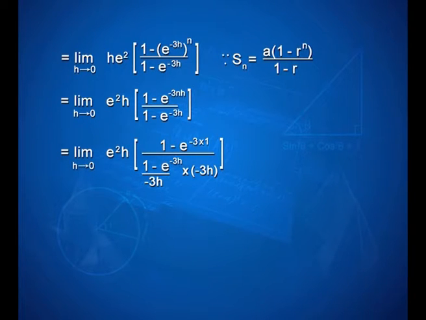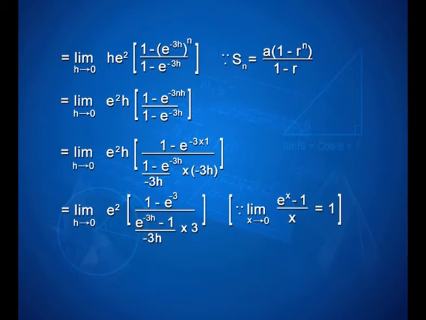h into 1 minus e to the power minus 3 into 1 upon 1 minus e to the power minus 3h upon minus 3h into minus 3h, which on simplification gives limit h tends to 0 e to the power 2 into 1 minus e to the power minus 3 upon e to the power minus 3h minus 1 upon minus 3h into 3.